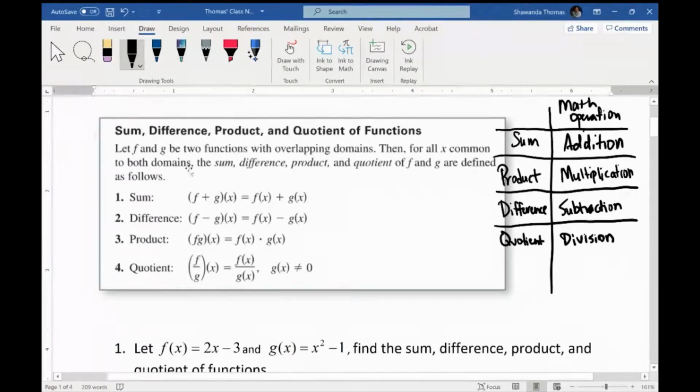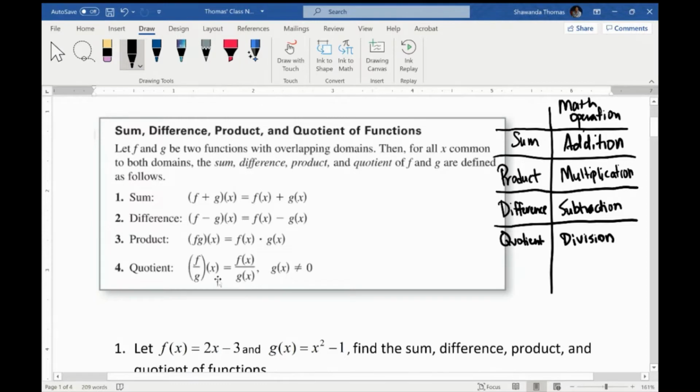Then for all x common to both domains, the sum, difference, product, and quotient of f and g are defined as follows. So these are the definitions. Sum, f plus g of x is just equal to f of x plus g of x. The difference, f minus g of x is the same thing as f of x minus g of x. The product, f times g of x equals f of x times g of x, and quotient, f divided by g of x equals f of x divided by g of x, where g of x cannot equal 0.